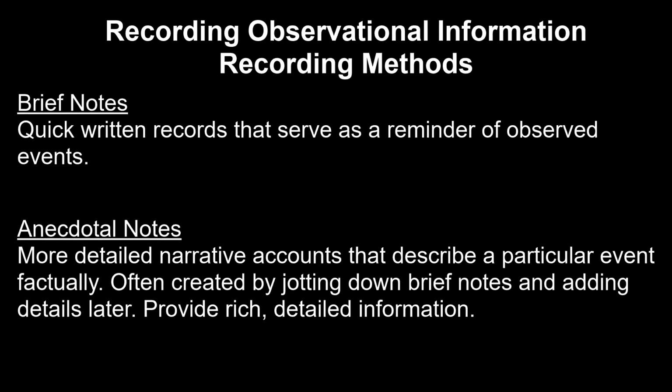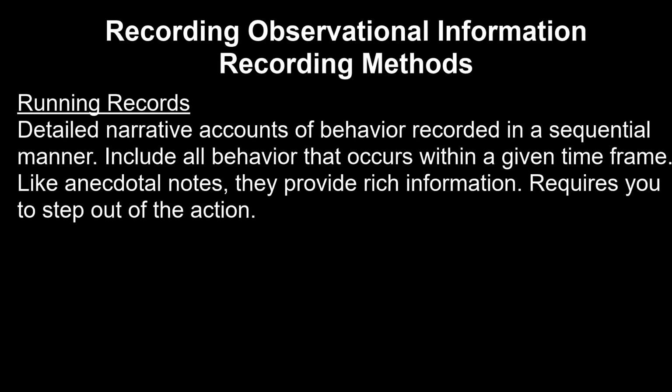Anecdotal notes are much more detailed narrative accounts that describe a particular event factually. Often they're created by jotting down brief notes and adding details later. They provide rich, detailed information. Running records are detailed narrative accounts of behavior recorded in a sequential manner as it happens. They include all behavior that occurs within a given time frame. Like anecdotal notes, they provide rich information but require you to step out of the action.